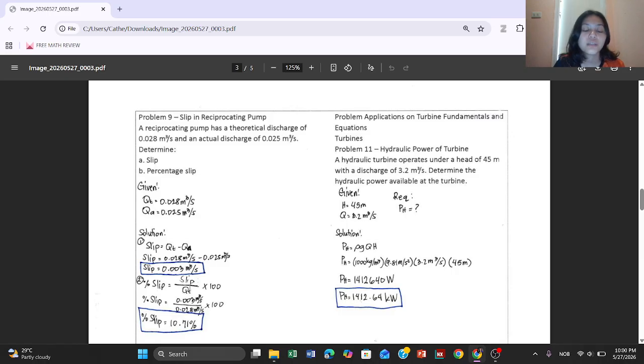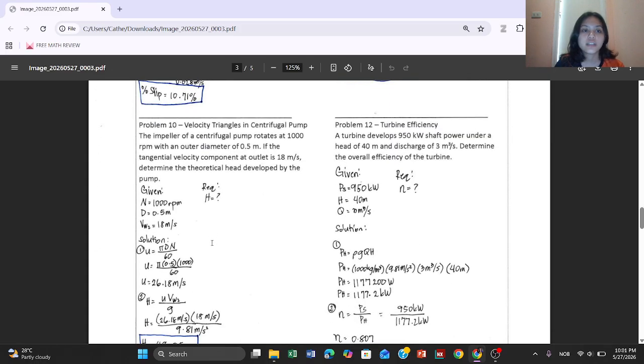So the formula for the percent slip is the slip over the theoretical discharge times 100. So percent slip is 0.03 cubic meter per second, the value of the slip that we got in the first solution, over the 0.028 cubic meter per second, the theoretical discharge, times 100, and we can get the percent slip at 10.71%.